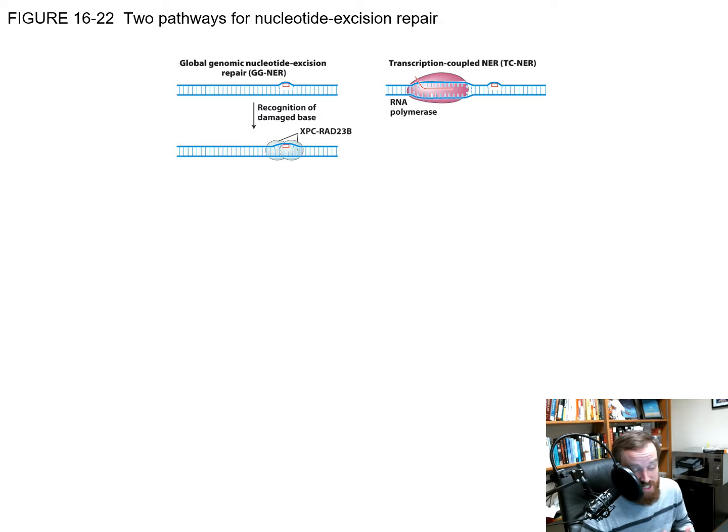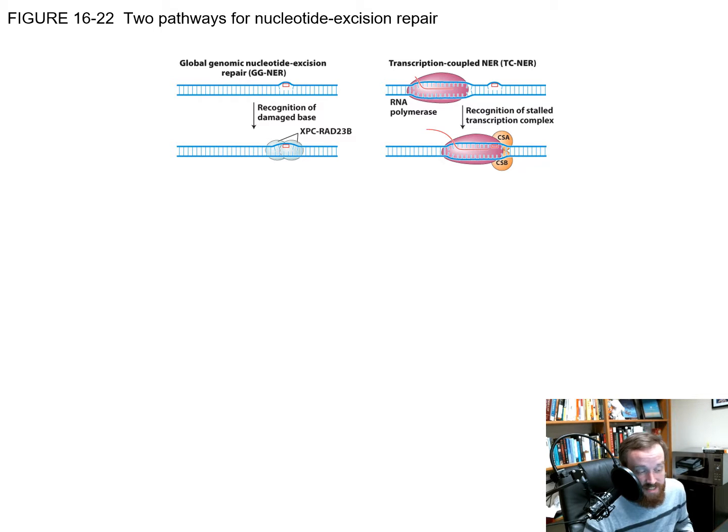In GGNER, these bubbles formed by improper base pairing from a point mutation are recognized by this XPC-RAD23B. Now don't worry, you don't have to memorize that whole complex or long name, but just realize that there is an enzyme that recognizes and binds to these bubbles formed from improper base pair.